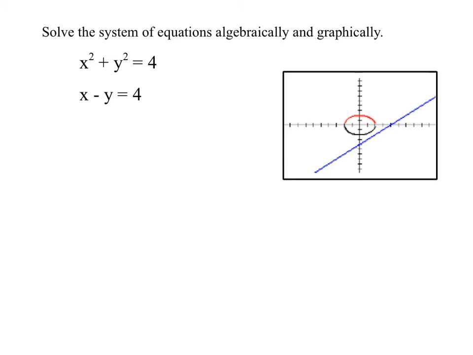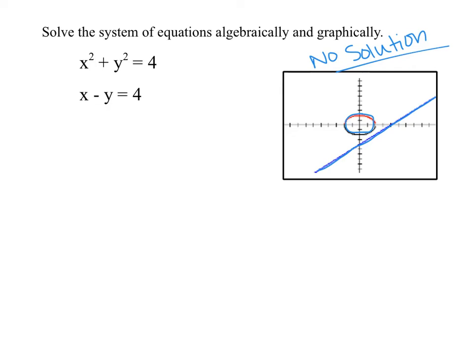All right, here's our next example. Now, as you can see here, when you graph this one, the graphs don't intersect. So this is going to be an example of something that has no solution. Let's see what that looks like algebraically, though.